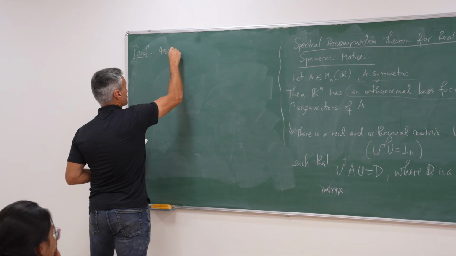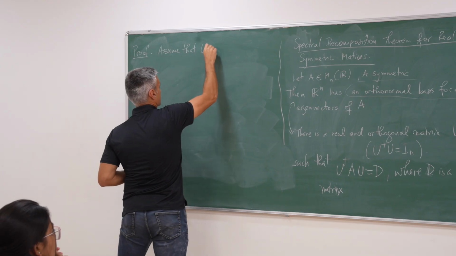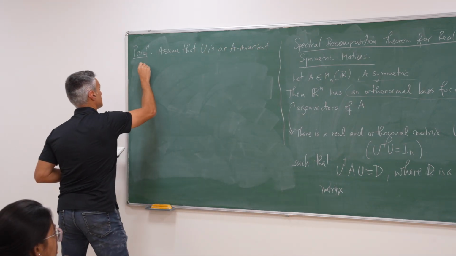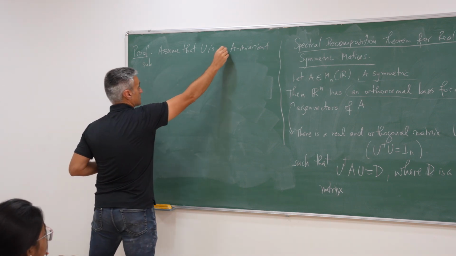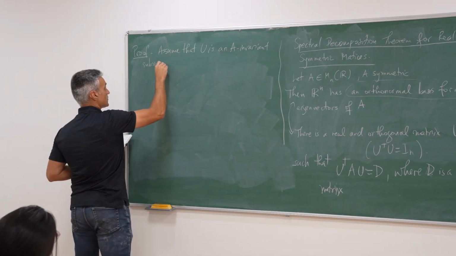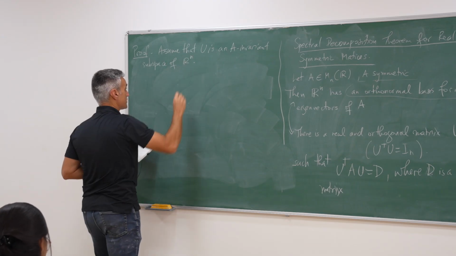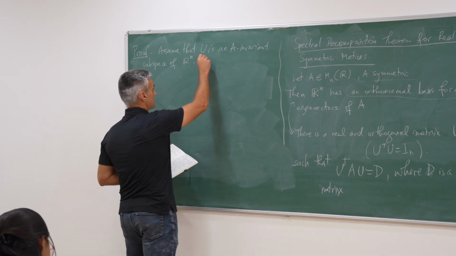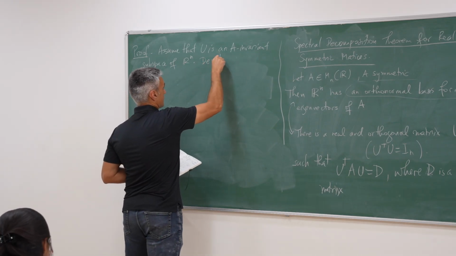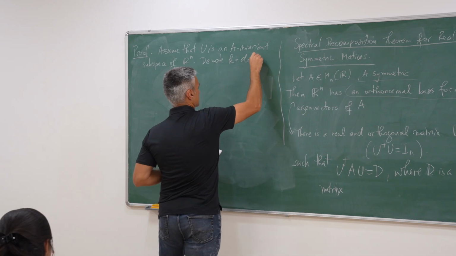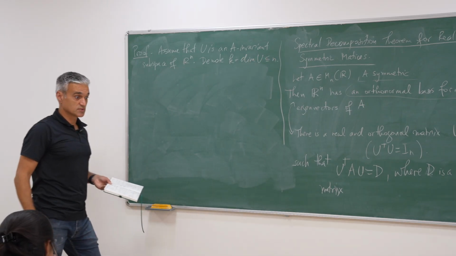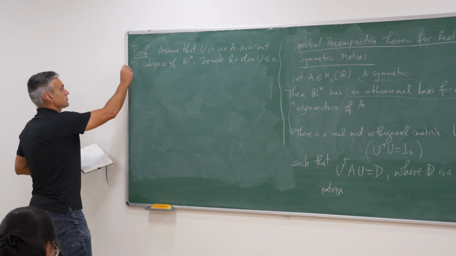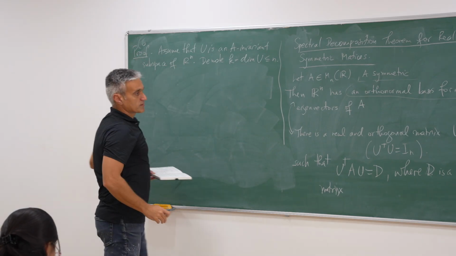Assume that U is an A invariant subspace of Rn. Again, it's all about dimensions here. Denote K to be the dimension of U, which is obviously at most n. So what we'll do, this is a proof, you can find this proof in, let me put another reference here.